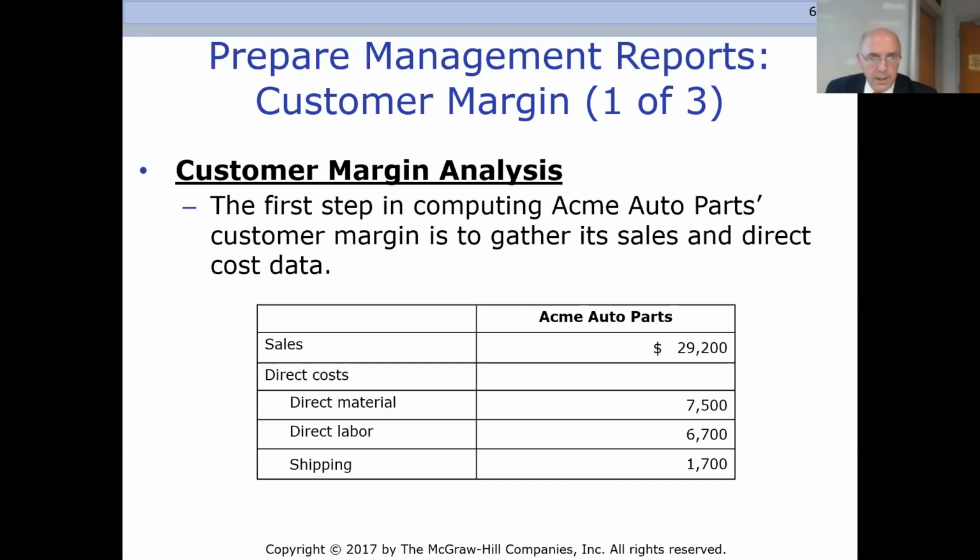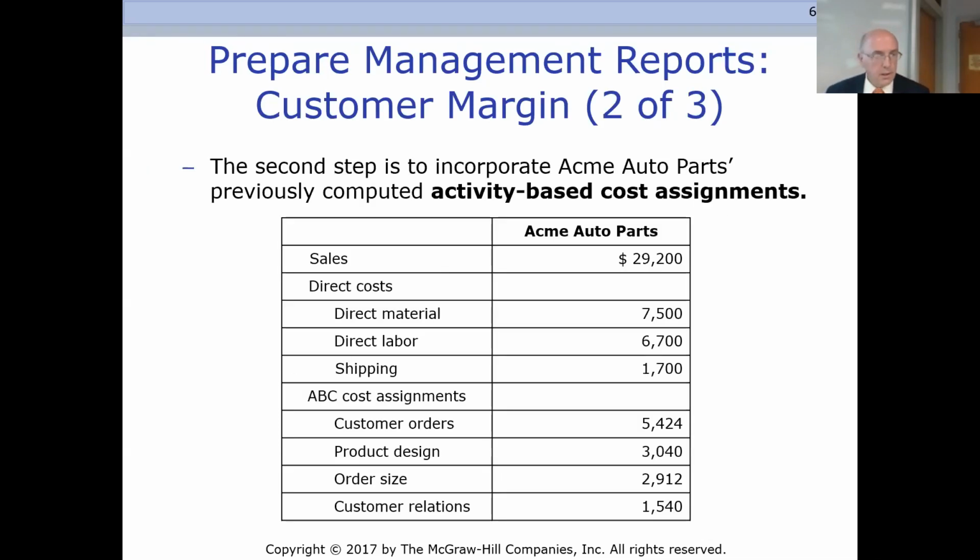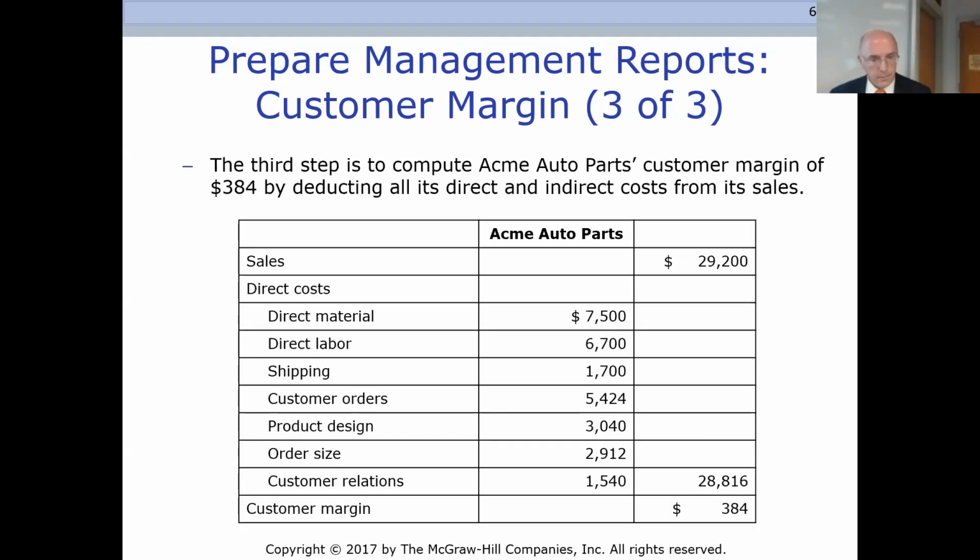So, customer margin analysis. The first step in computing Acme Auto Parts' customer margin is to gather its sales and direct cost data. So you have sales minus the direct costs. And then minus those other costs, customer orders, product design, order size, customer relations, and so forth. And the third step is to compute Acme Auto Parts' customer margin of $384 by deducting all its direct and indirect costs from sales. So they have a positive margin of $384.